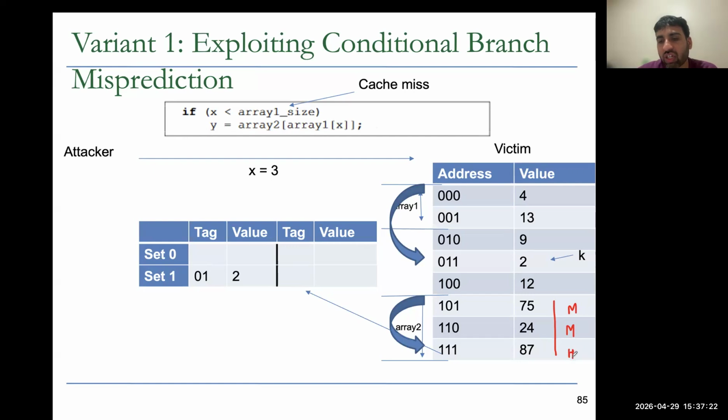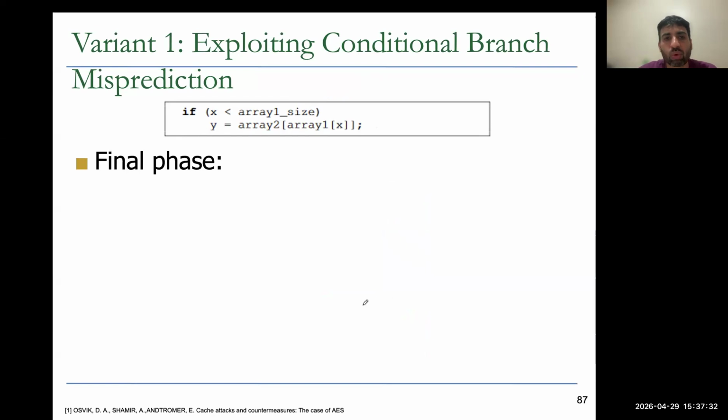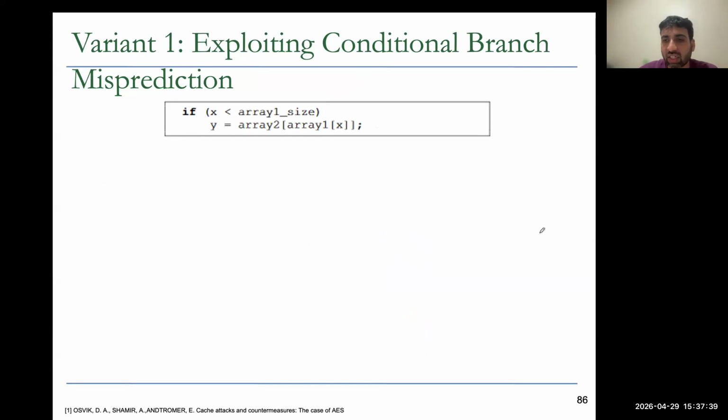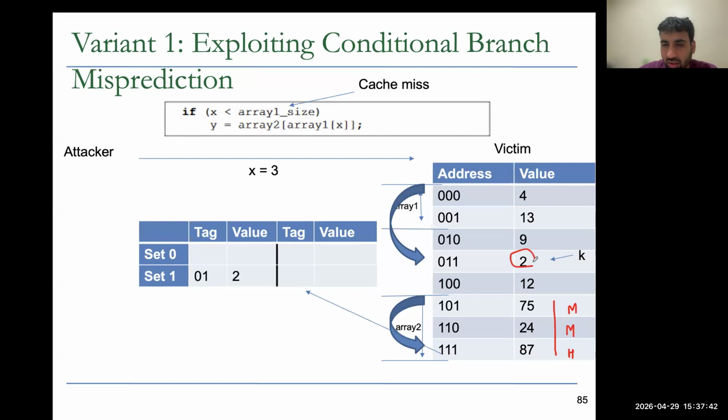Since it will be a hit, it means that array 2 of 2 was accessed, right? So if array 2 of 2 was accessed, it means n is equal to k, which means that we have accessed that secret byte. Okay. So that was the secret byte we were interested in, because that secret byte was used as an index of array 2. So if we have a hit at that index, it means that this secret byte was left behind in the cache by the victim.